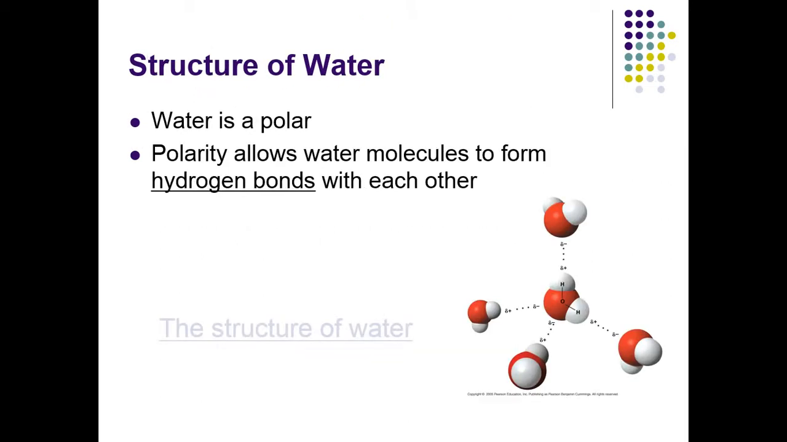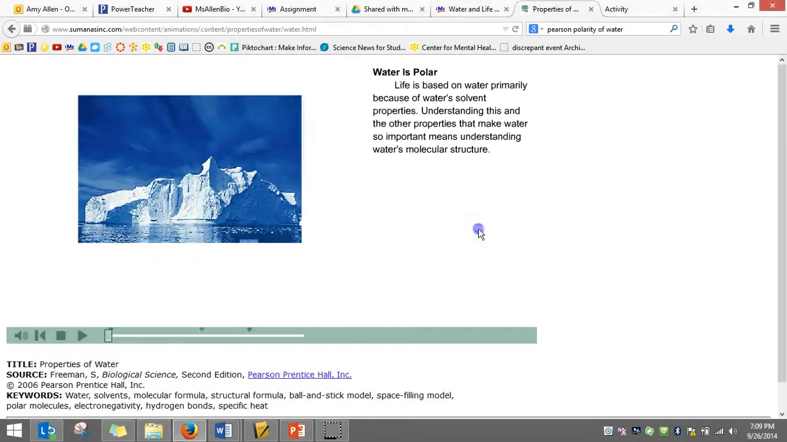First, let's talk about its structure. Water is a polar molecule. Polarity is what allows water molecules to form hydrogen bonds with each other. I have an animation that I'd like to show you with some narration that describes polarity and how that affects how water relates to other things in the world. Let's take a look here.